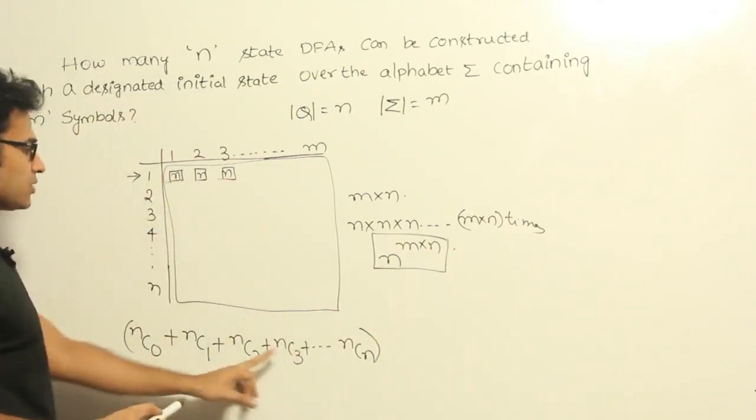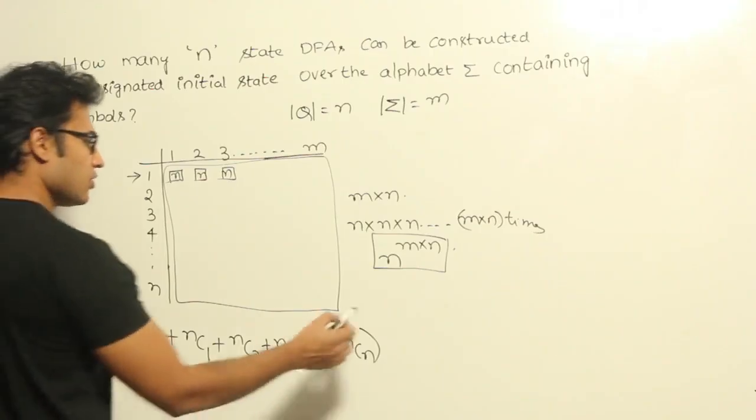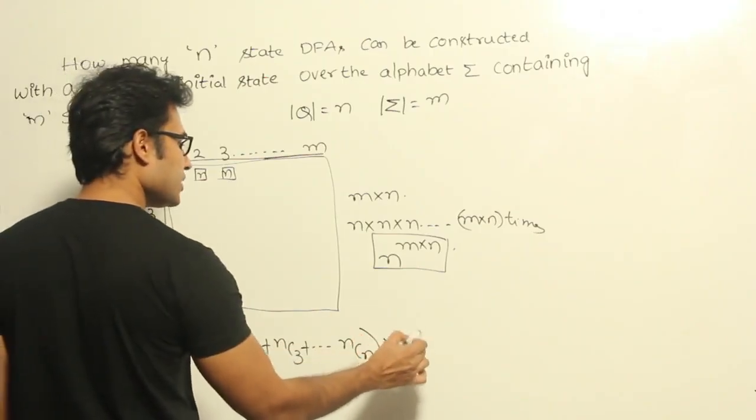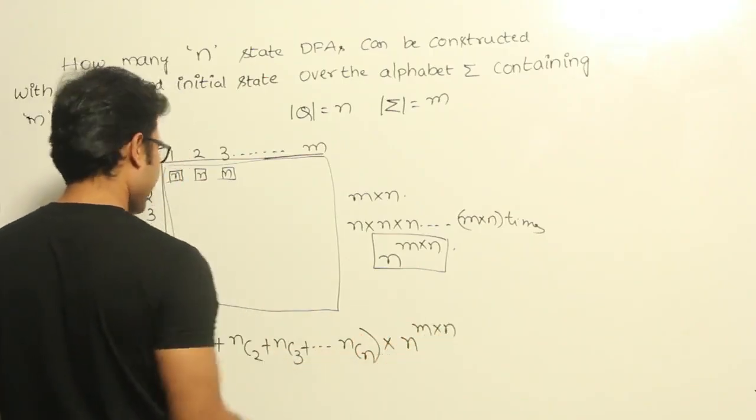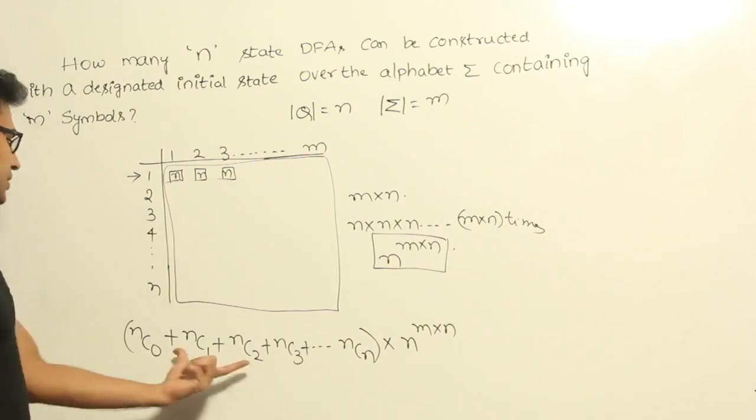And how many such structures are there? These many structures are there. Therefore the total number possible is the sum of nCk multiplied by n power m into n. Now this is how you are getting it. You can still simplify it.